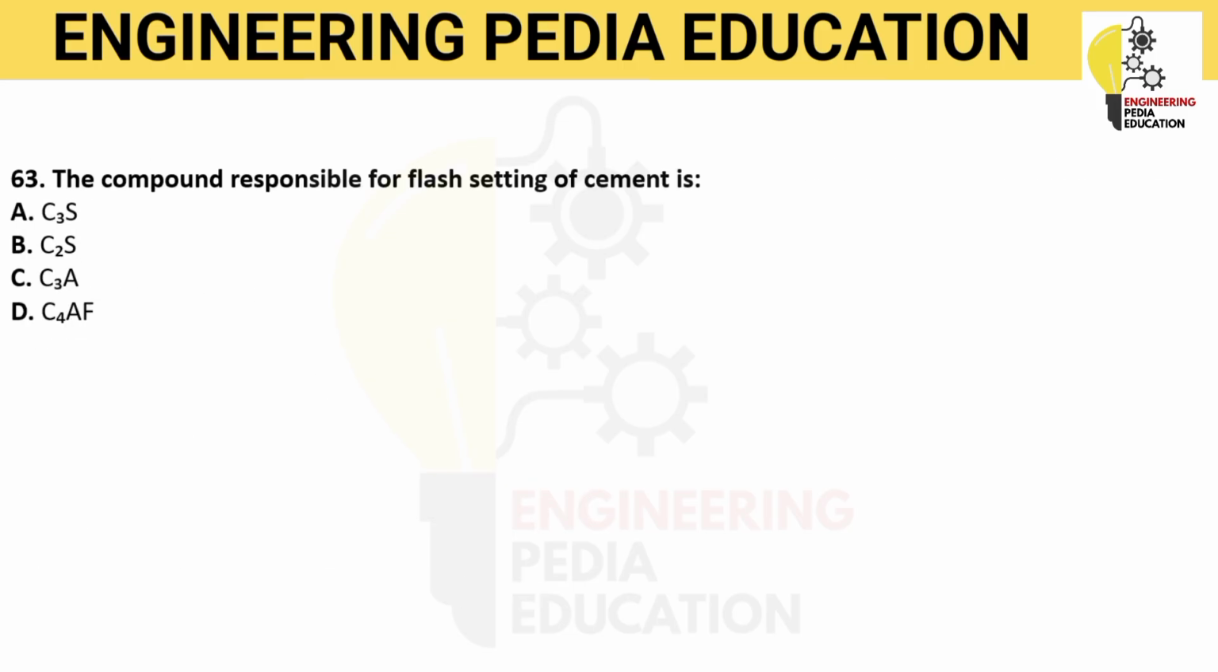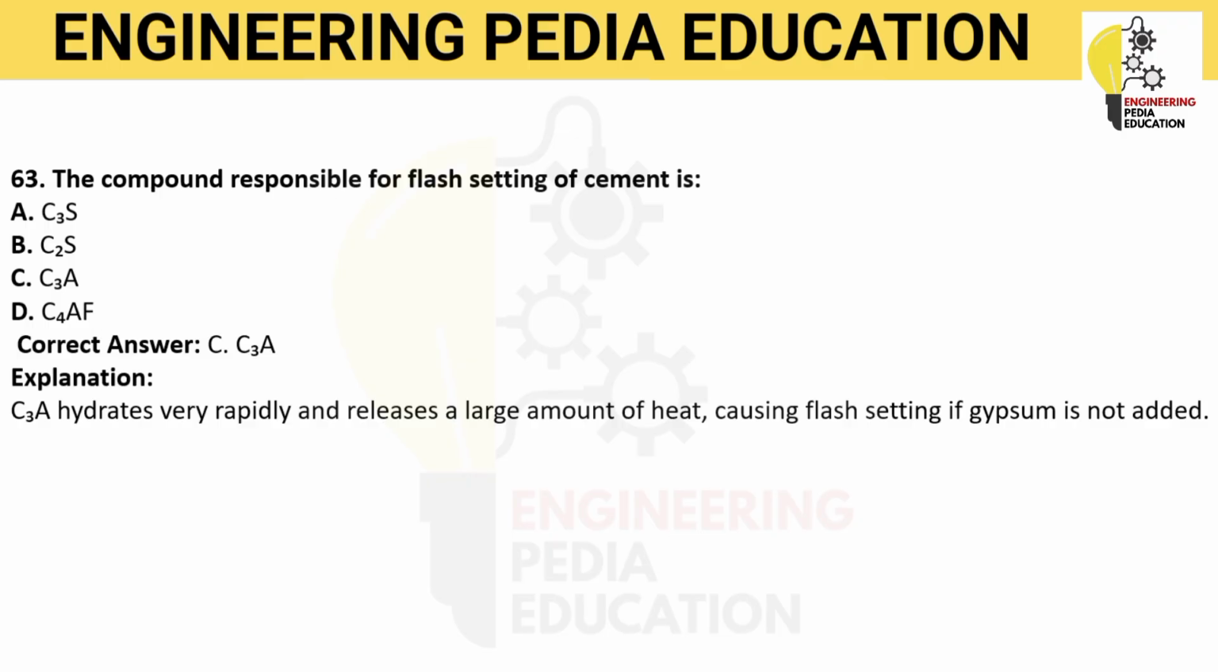Which compound is responsible for flash setting of cement? C3S, C2S, C3A, C4AF. So the correct answer is C3A. C3A hydrates very rapidly and releases a large amount of heat causing flash setting if gypsum is not added. If gypsum is not added, then C3A is responsible for flash setting. Otherwise, gypsum controls the setting time of cement.